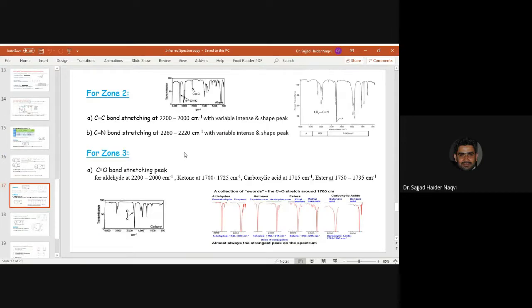Similarly, in zone 2, we have carbon-carbon triple bond and carbon-nitrogen triple bond. Somewhere you can see they are overlapping in terms of the region, but they also have a variable intense and sharp peak. So if you identify here, you can see that this one is the carbon-carbon peak. This one is also referring to a carbon-carbon peak, while this one here is referring to carbon-nitrogen peak.